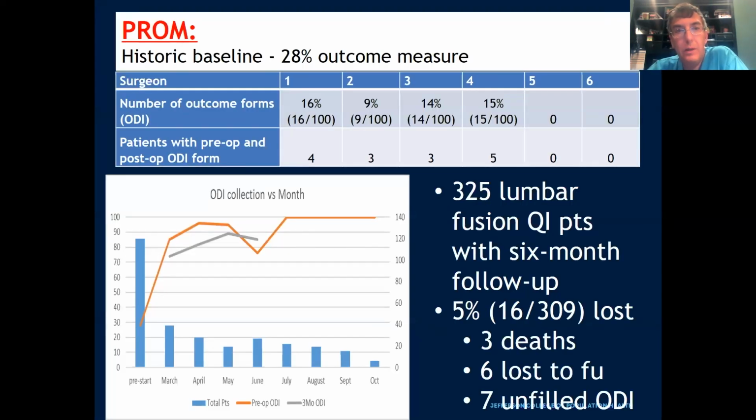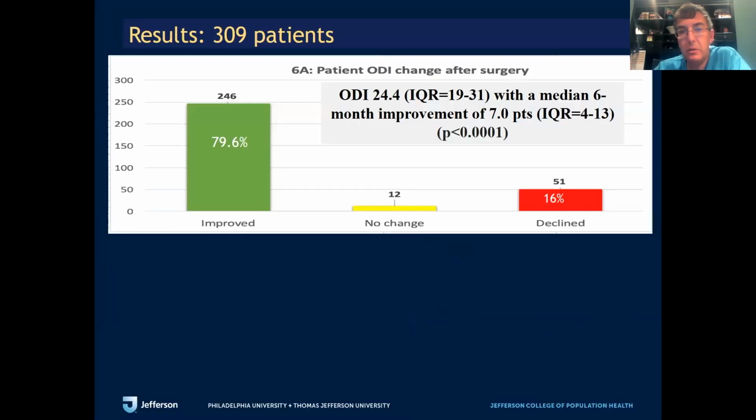So then, we went and we looked at historic outcomes, and I'll skip through this really quickly. But what we did by setting up this algorithm, our ability to collect outcomes on our patients, we went up from 28% before we started the project to 100% collection of ODIs for all these patients. After 6 months, we actually had about 325 patients in our database with 6 months follow-up. 5% were lost to follow-up, which is actually pretty good when you're doing these patients.